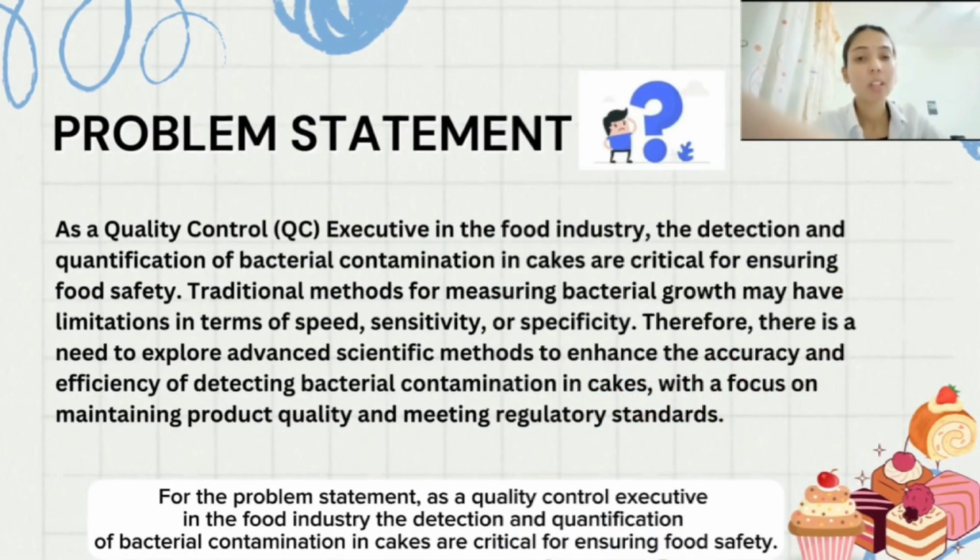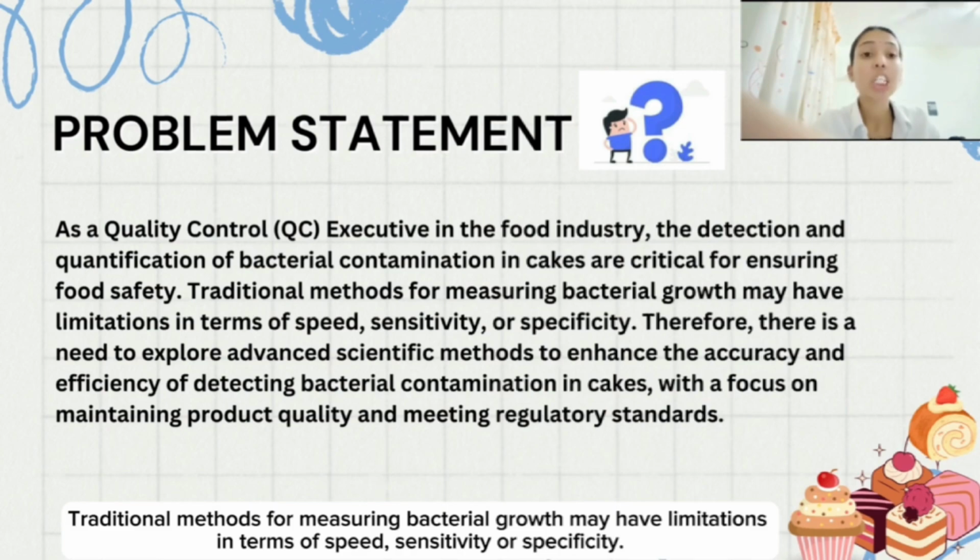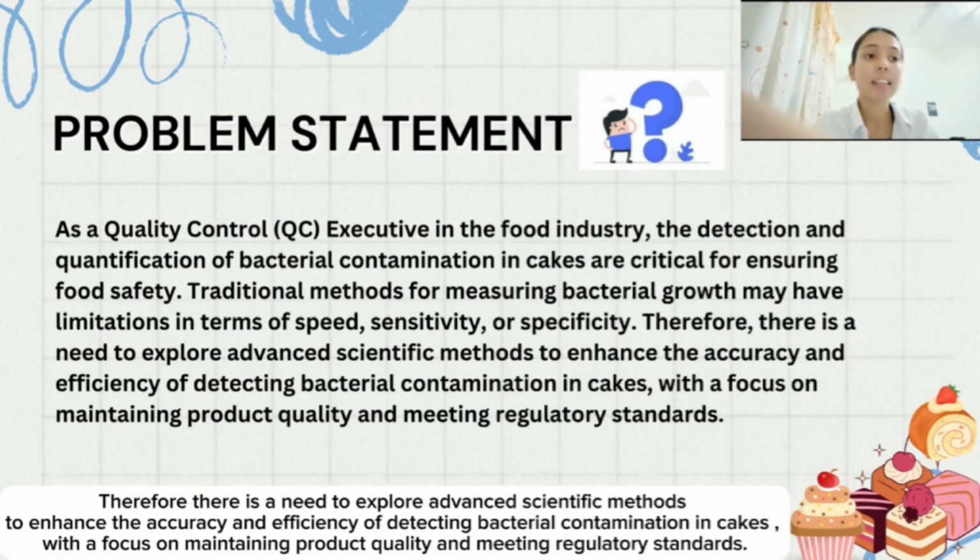Okay, so for the problem statement, as a quality control executive in the food industry, the detection and quantification of bacterial contamination in cakes are critical for ensuring food safety. Traditional methods for measuring bacterial growth may have limitations in terms of speed, sensitivity, or specificity. Therefore, there is a need to explore advanced scientific methods to enhance the accuracy and efficiency of detecting bacterial contamination in cakes, with a focus on maintaining product quality and also meeting regulatory standards.